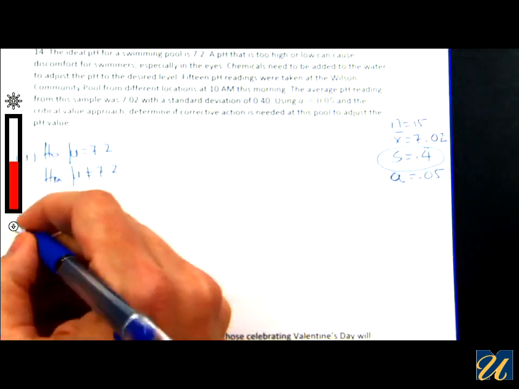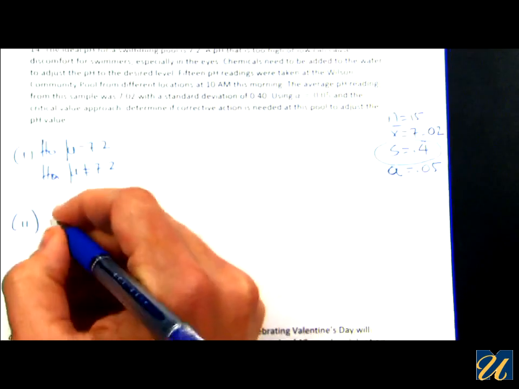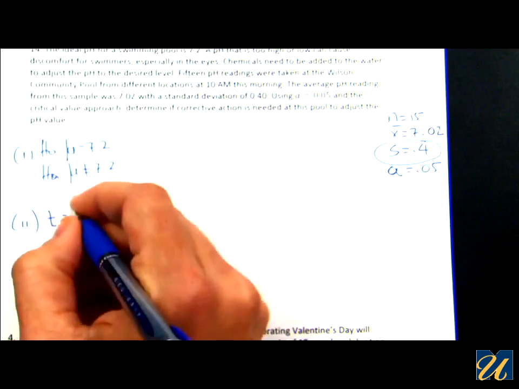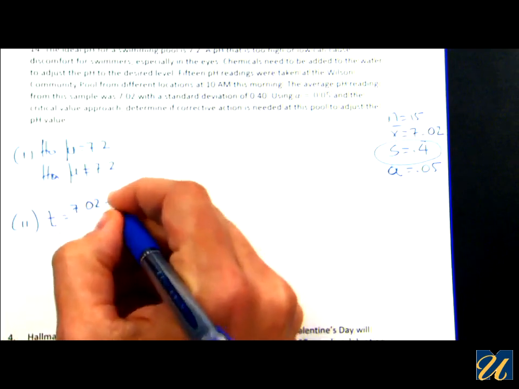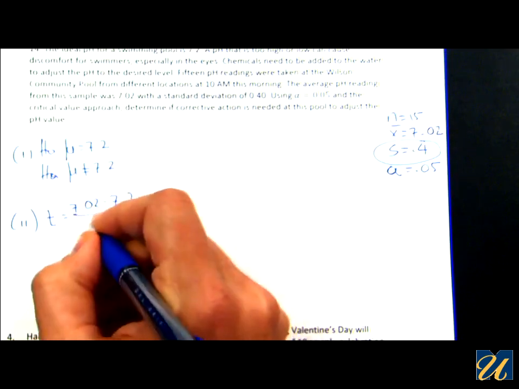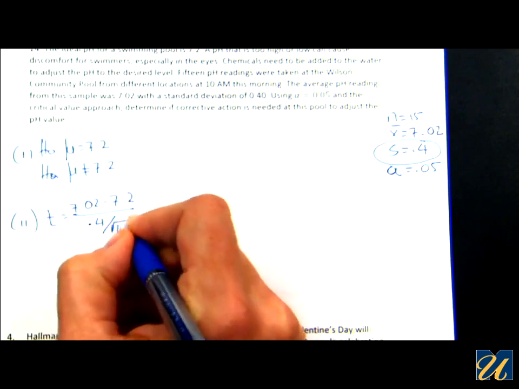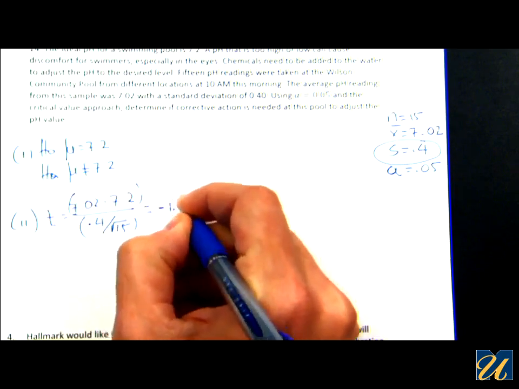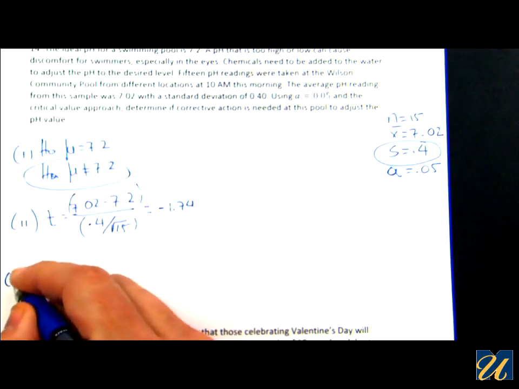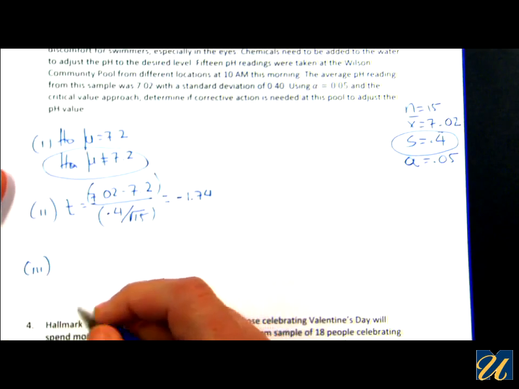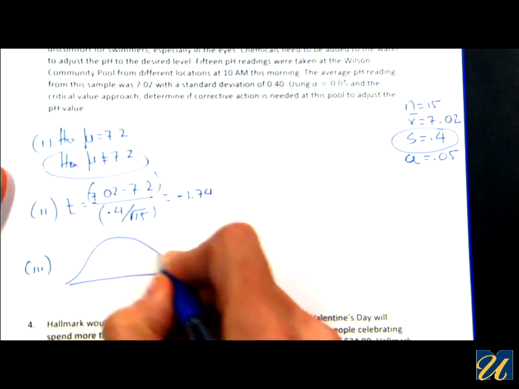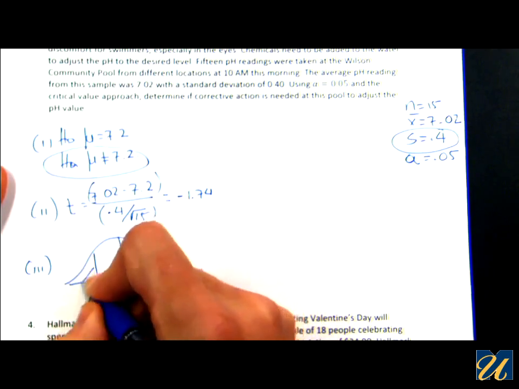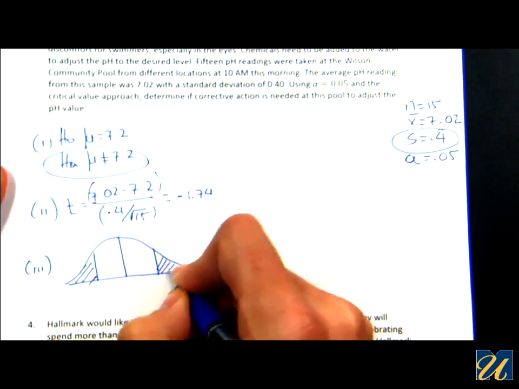So the test statistic will be equal to 7.02 minus 7.2 over 0.4 divided by square root of 15. If you do your calculations, this will be negative 1.74. Since HA has mu to be different than, we know that we're going to have a two-tail test. That means two rejection areas.